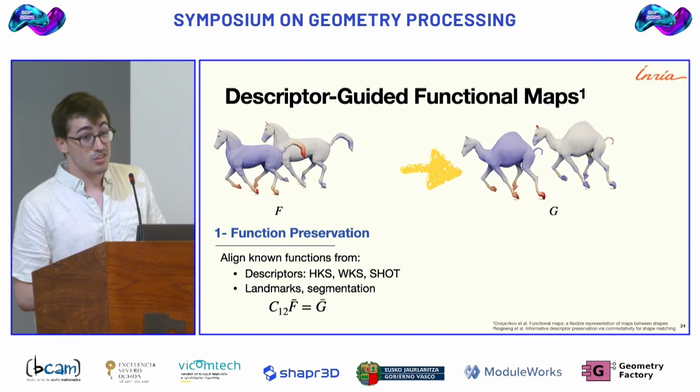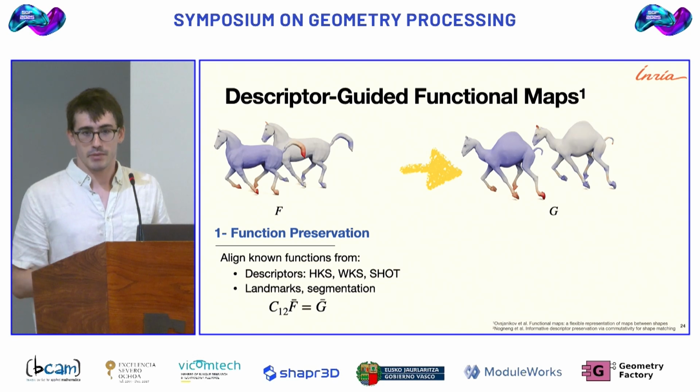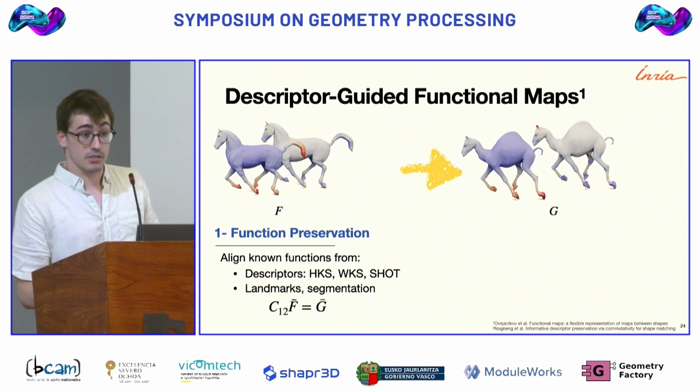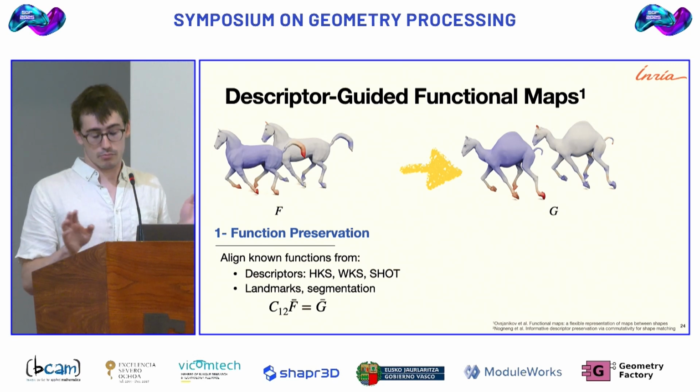And what do these functions look like? If you have landmarks, you could do a lot of things, and you can use them. If you have segmentation masks, you can use them also, because it's really just a function.